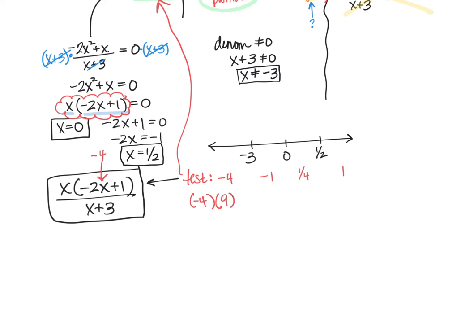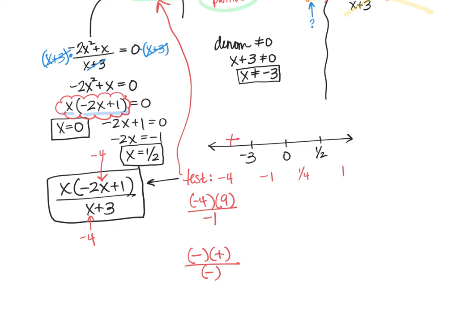Now, truthfully, we don't even care about the actual values. We just care that we have a negative times a positive. And then in the denominator, if we substitute in negative 4 plus 3, we'll get negative 1. So we're dividing by a negative. So ultimately, we will end up with a positive.